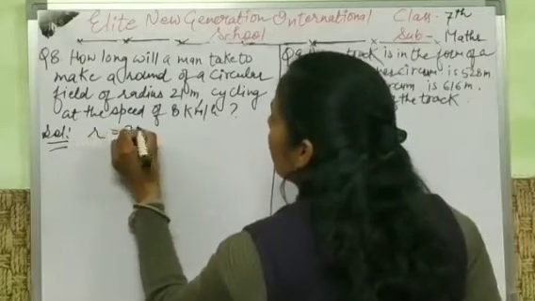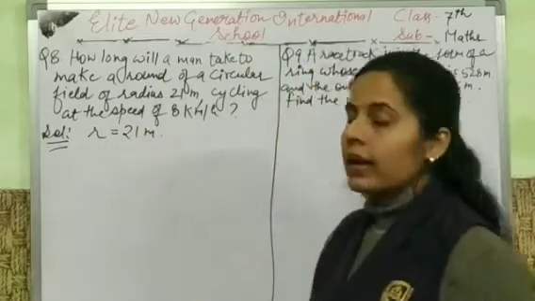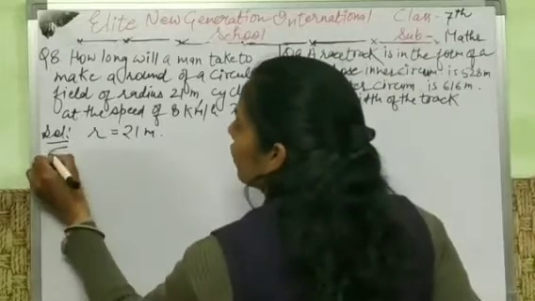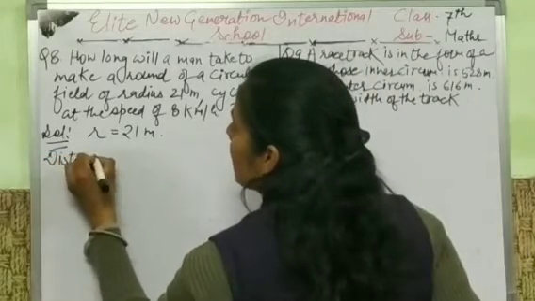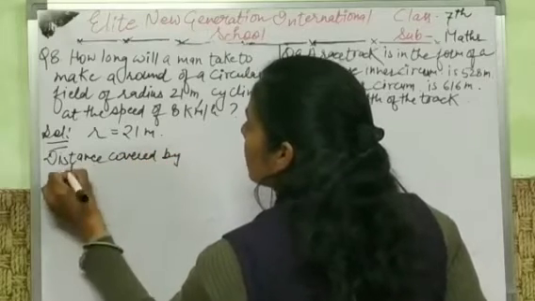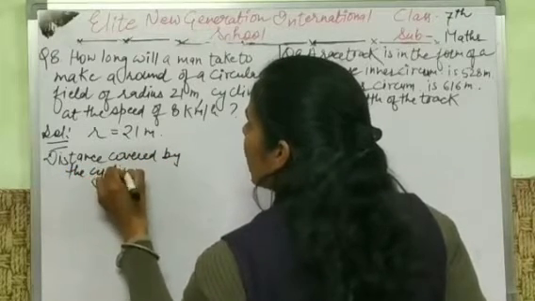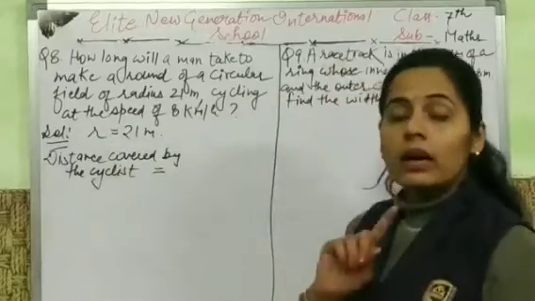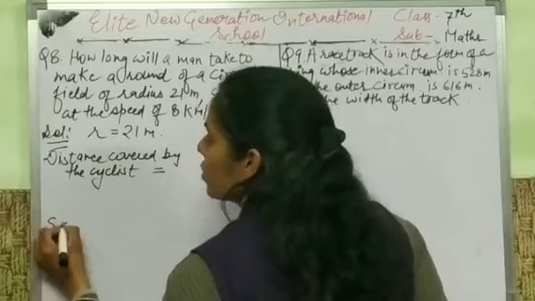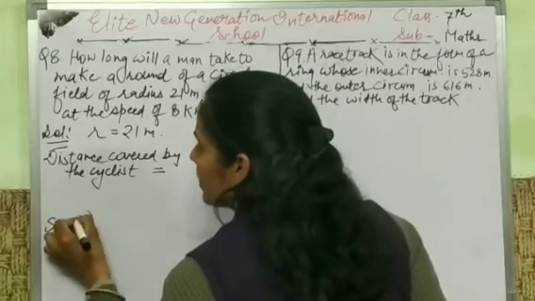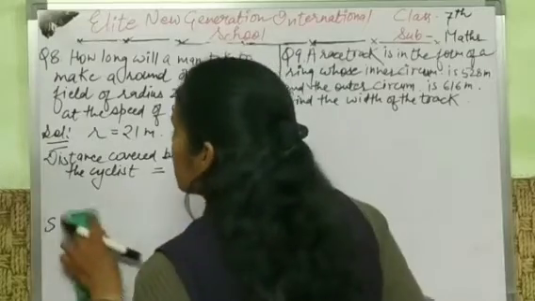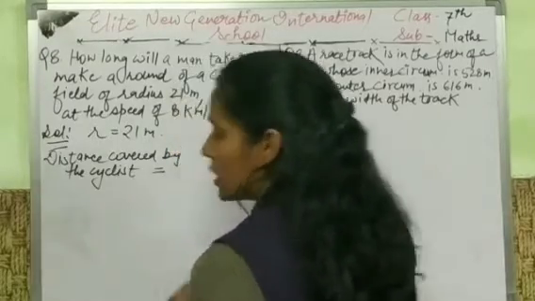Radius is equal to 21 meters, right? And here, the distance covered by the cyclist. So first of all, write like this: distance covered by the cyclist. Because here we have to find the time, and the formula is speed is equal to distance upon time. So in that case, we have to first find the distance, and distance here is equal to the circumference of the circular field.